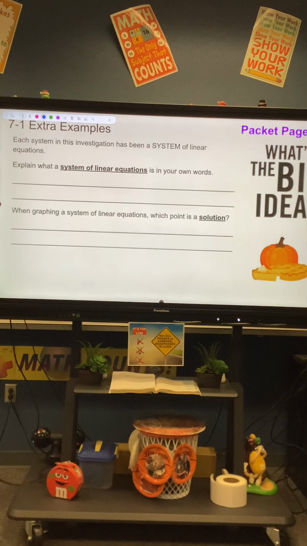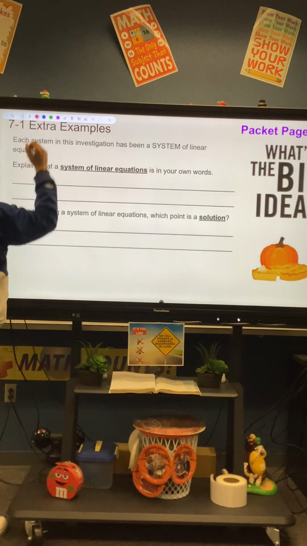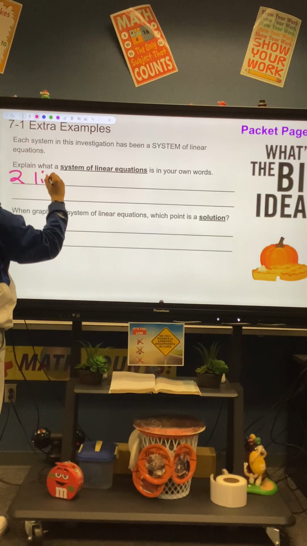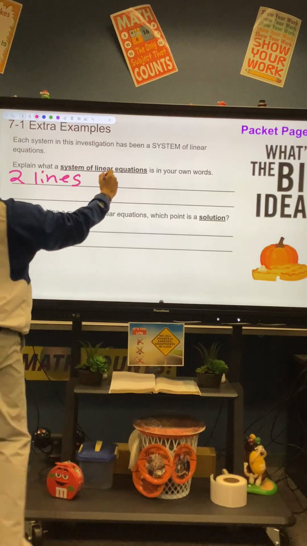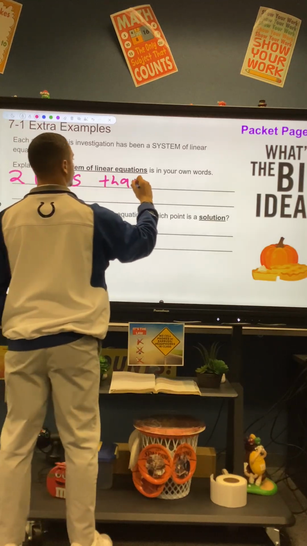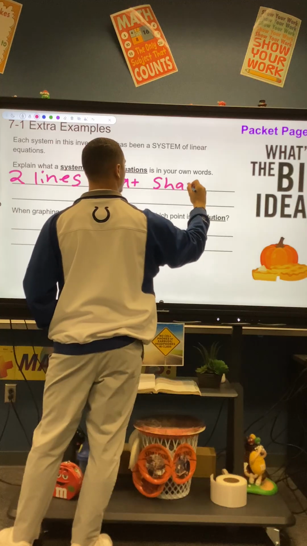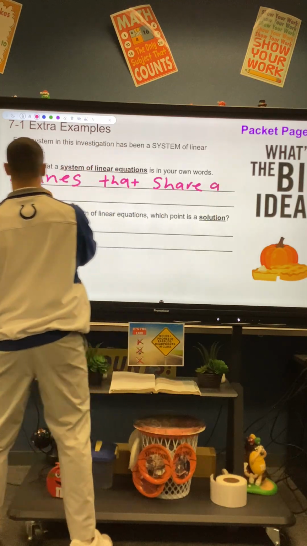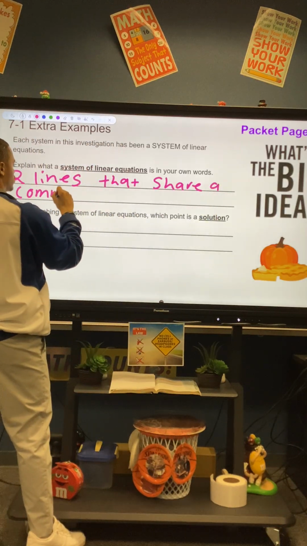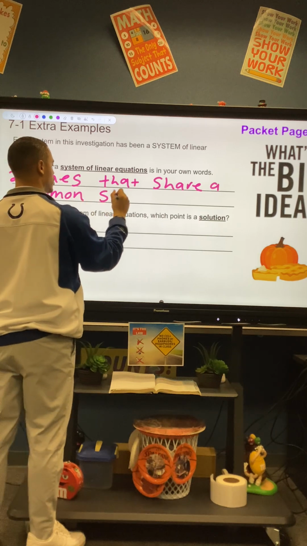So we went through all this. Last period I asked them to define it for me. This period I'm just going to give it to you. Right? I'm gonna put two lines that share a common solution.